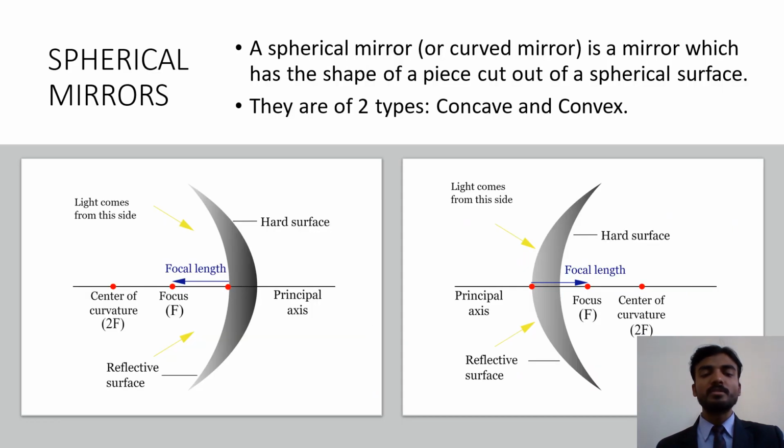Talking about spherical mirrors. A spherical mirror or curved mirror is a mirror which has the shape of a piece cut out of a spherical surface. It is a part of a sphere. There are two types, concave and convex.